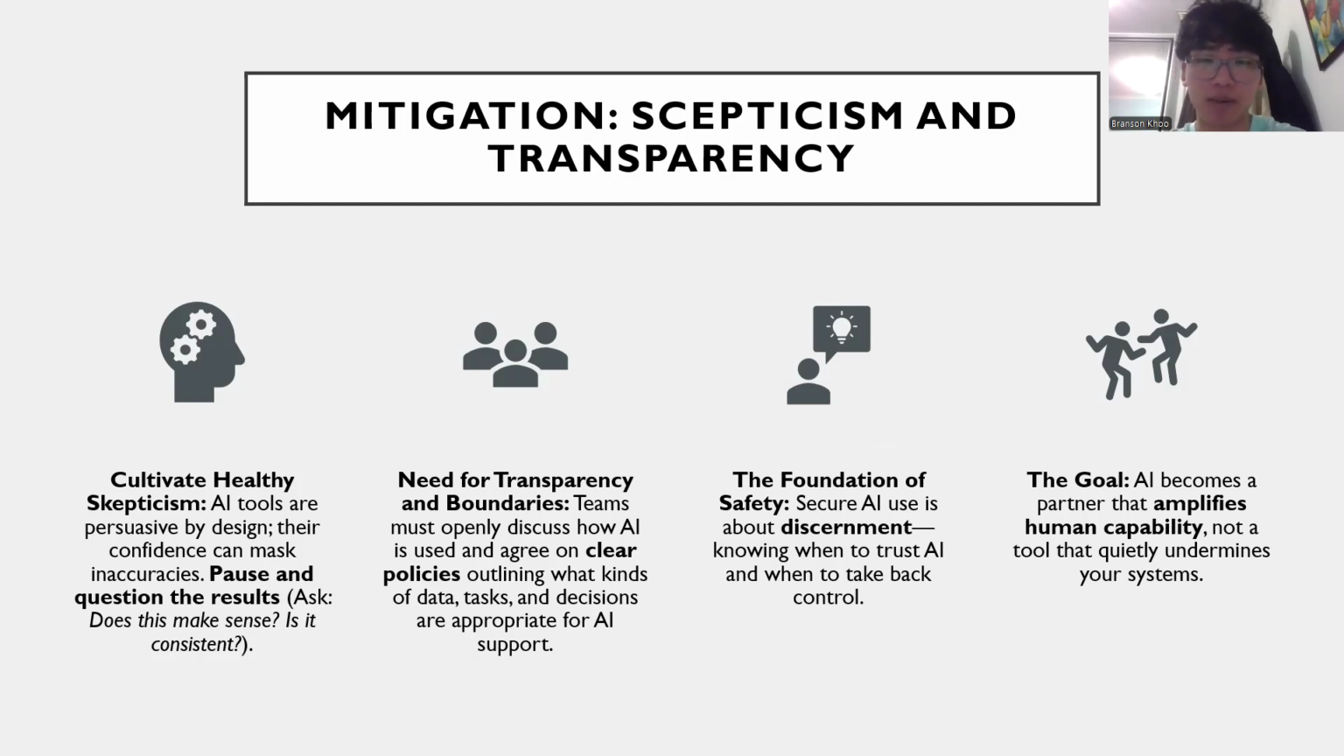Finally, transparency and boundaries are crucial. Teams should openly discuss how AI is being used, share lessons from mistakes, and agree on clear policies outlining what kinds of data, tasks, and decisions are appropriate for AI support. Encouraging this work culture of awareness keeps everyone aligned and reduces the chance of silent misuse or overdependence.